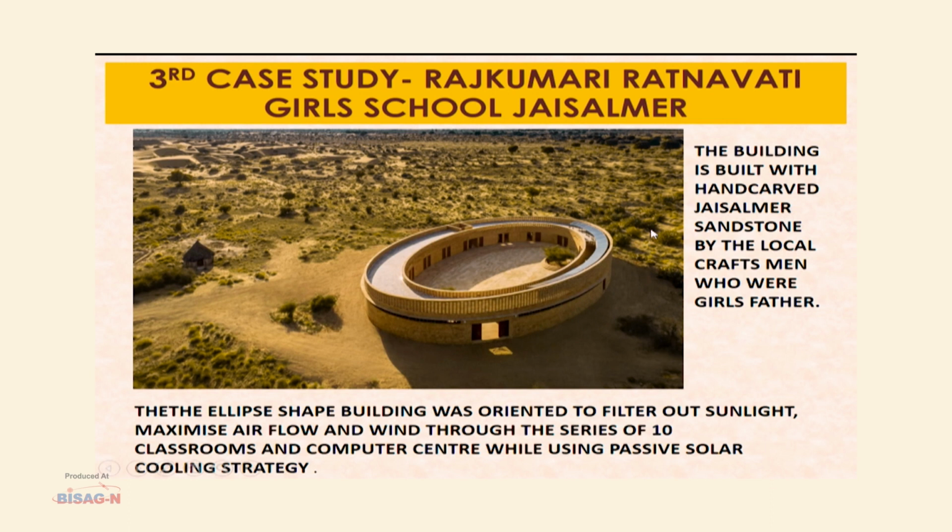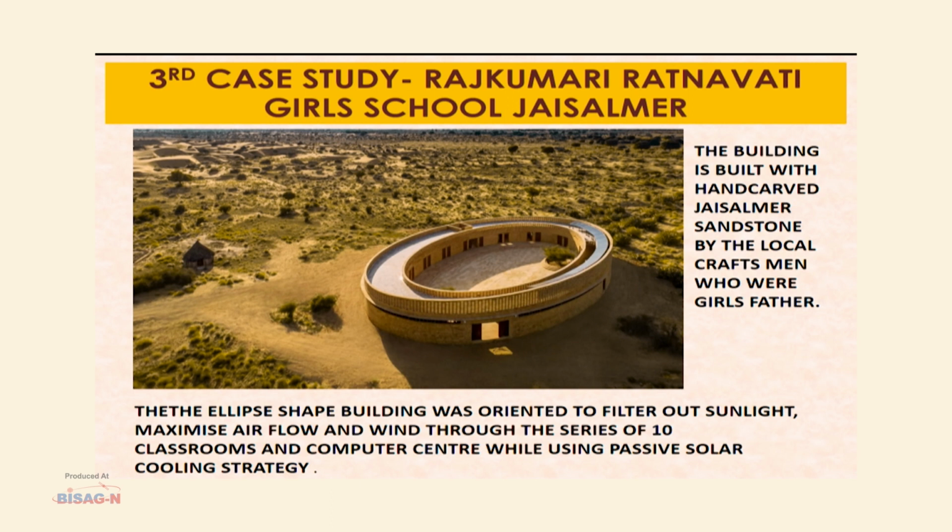The third case study is the RAJKUMARI RATNAVATI Girls' School at JAISALMER. It's one of the finest examples. The building, first of all, is built with hand-carved JAISALMER sandstone. Most of the craftsmen were fathers of the girl children who are studying in this school. The building as such is an ellipse-shaped building which is oriented to filter out the sunlight and have maximum airflow into the building.